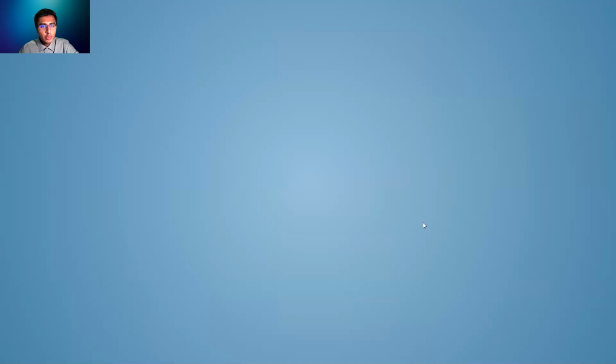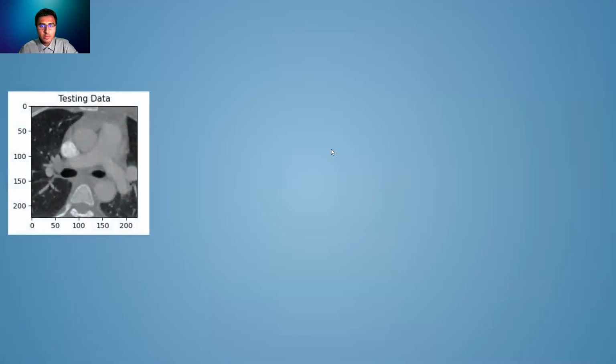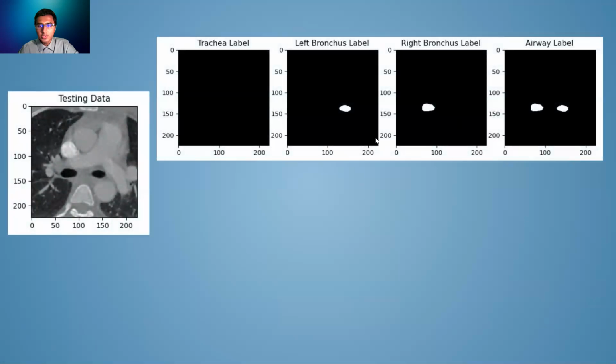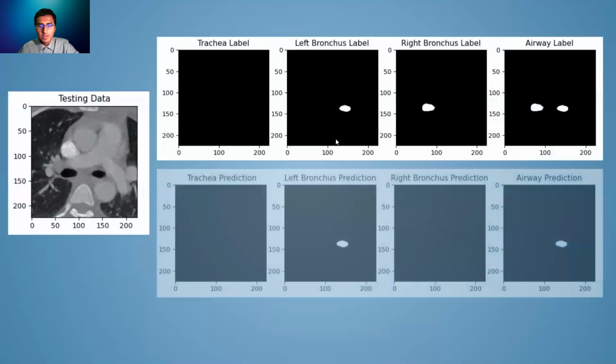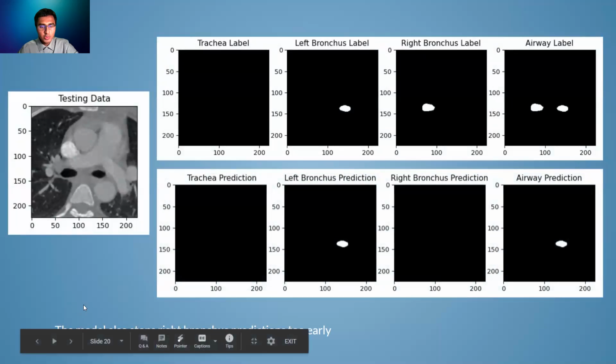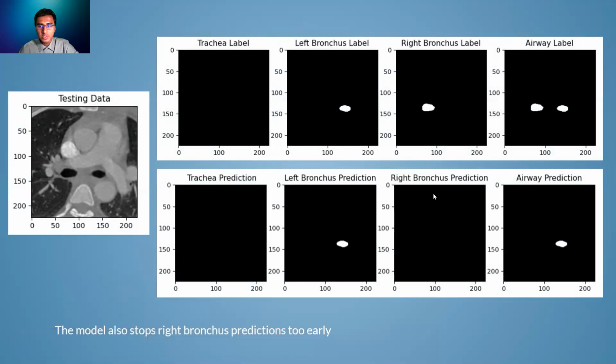In addition to the incorrect boundaries, the model also had trouble gauging where the right bronchus ended. The ground truth labels show the presence of the left and right bronchus, but the model only predicted the left bronchus. The model stopped prediction of the right bronchus too early.